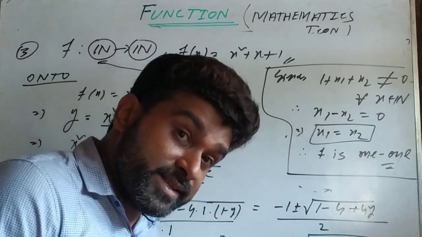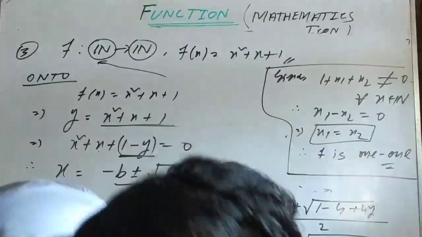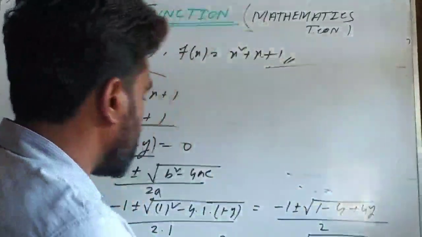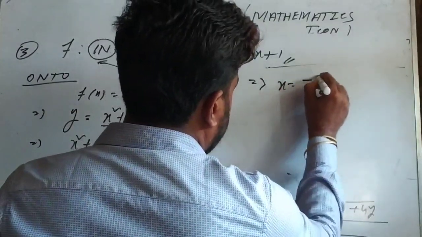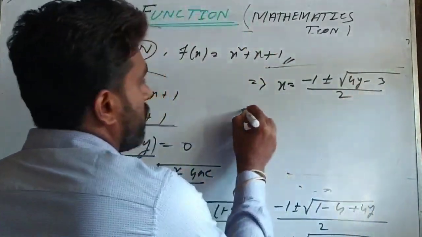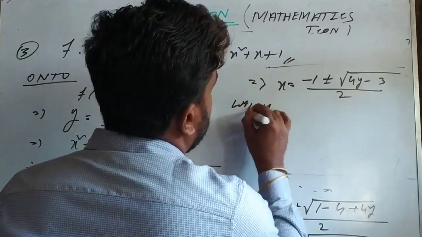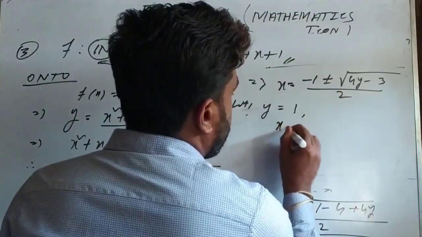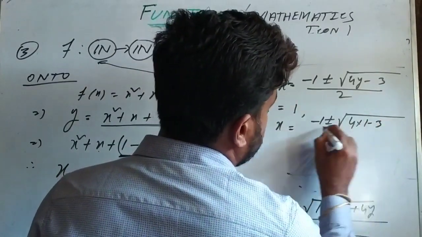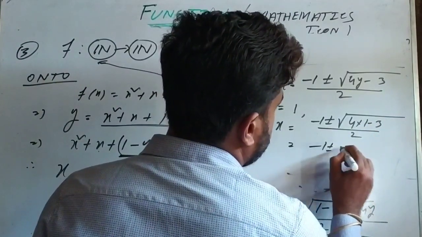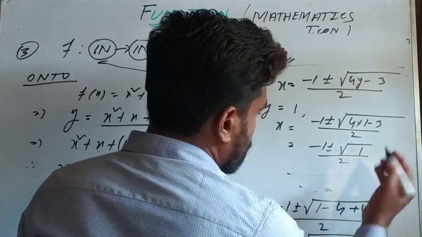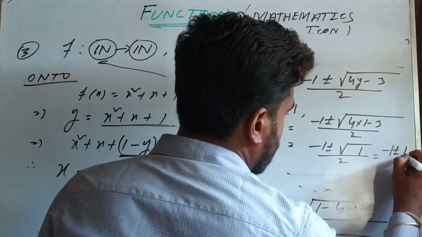In the middle, a plus minus sign is there. You can check here. Let us check what is happening, a very interesting question. What is coming here? x equals to minus 1 plus minus root over 4y minus 3, by 2. Let us choose y equals to 1. So x equals to minus 1 plus minus root over 4 into 1 minus 3, by 2. There is minus 1 plus minus root over 1, by 2. So root over 1 means what? Minus 1 plus minus 1 by 2.